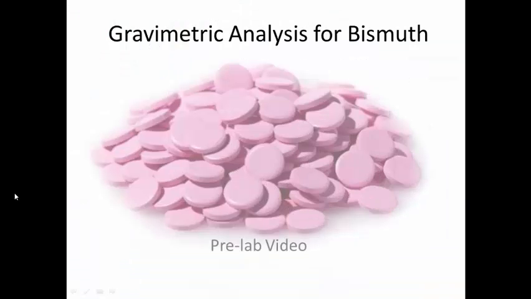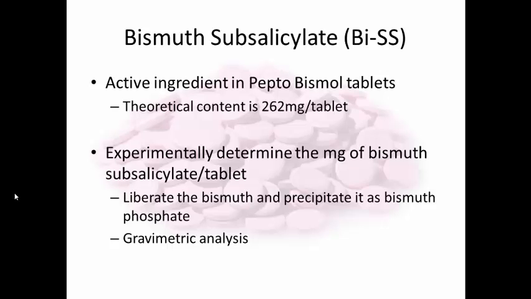This is your pre-lab video for the gravimetric analysis for bismuth lab. Bismuth subsalicylate is an active ingredient in Pepto-Bismol tablets, and the theoretical content of the bismuth subsalicylate is 262 milligrams per tablet. But we're not going to trust them. We're going to experimentally determine how many milligrams per tablet are contained within the tablets that we test in the lab.